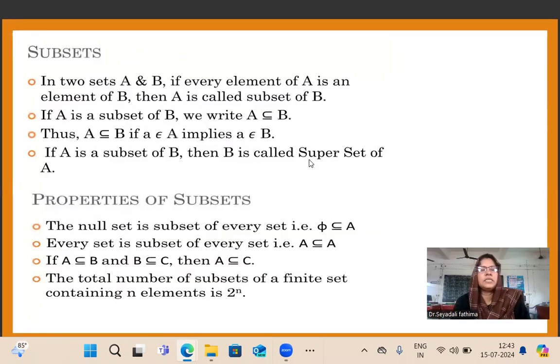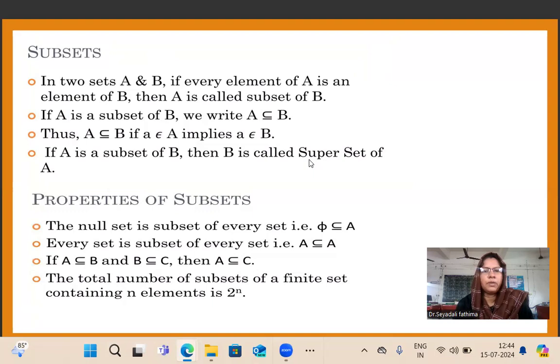Let's see subset. In two sets A and B, if every element of A is an element of B, then A is called a subset of B. If A is a subset of B, we write A ⊆ B. Thus, A is a subset of B if a belongs to A implies a belongs to B. If A is a subset of B, then B is called a superset of A.